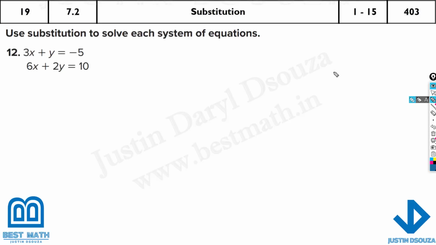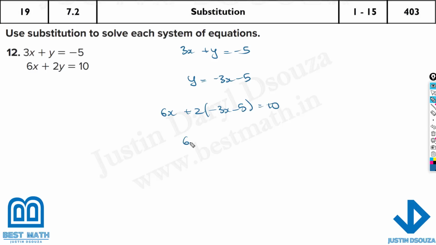Now here both are in standard form, none of them is in slope-intercept form, but the coefficient of y in the first equation is 1. So I'm going to use this. It's 3x plus y is equal to minus 5. So let me leave the y over here, but it will be minus 3x minus 5. Once we get the y value, we need to substitute it in the other equation, not in the same, because the first equation was used to get this. You need to substitute in the second equation. It's going to be 6x plus 2 times, what is y, minus 3x minus 5, that is equal to 10. So we have 6x minus 2 times 3 is 6x minus 10 is equal to 10.